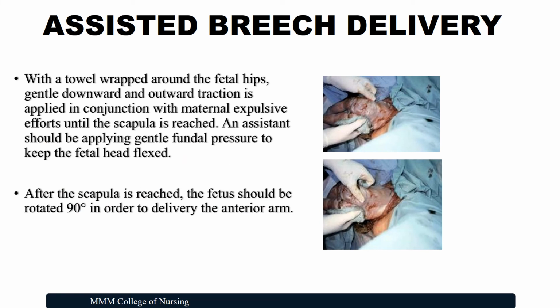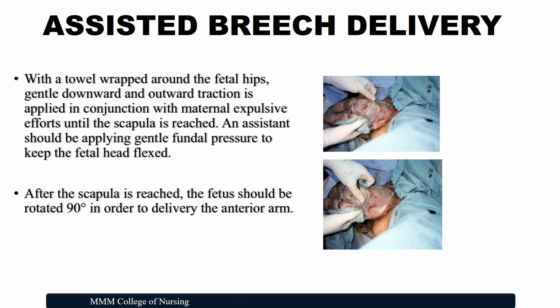Next we are seeing about the assisted breech delivery. In assisted breech delivery, with a towel wrapped around the fetal hips, gentle downward and outward traction is applied in conjunction with maternal expulsive efforts until the scapula is reached. An assistant should apply gentle fundal pressure to keep the fetal head flexed.